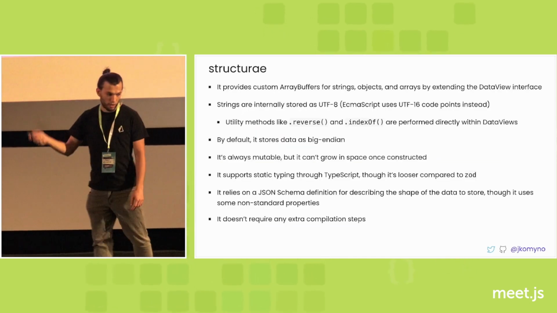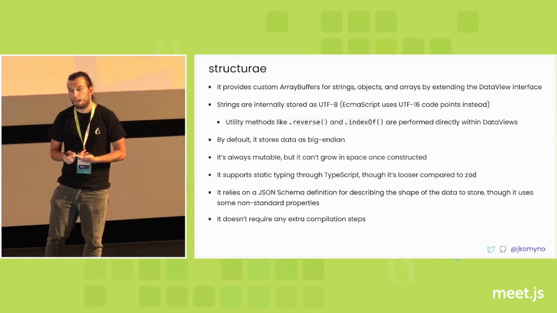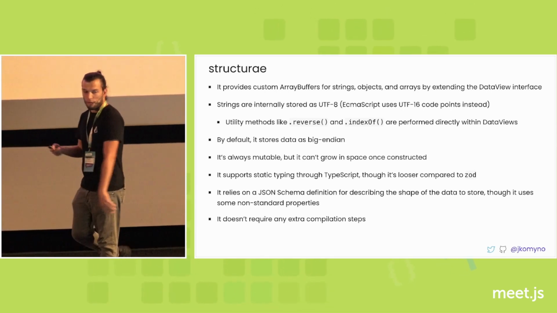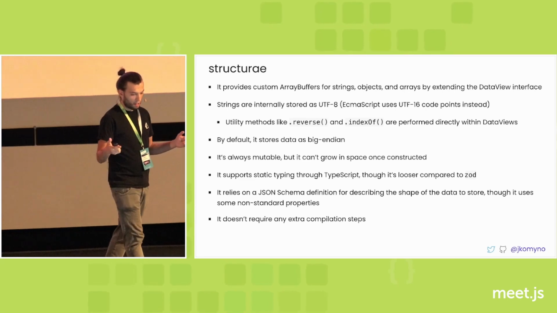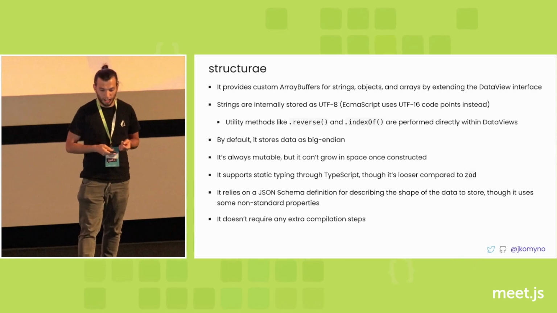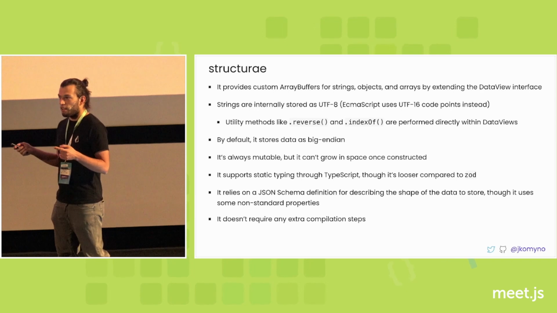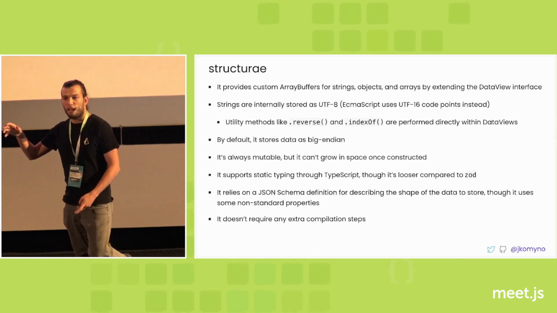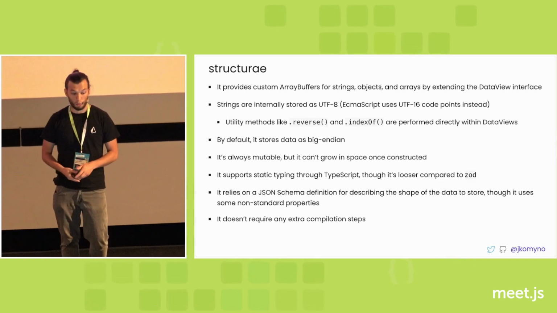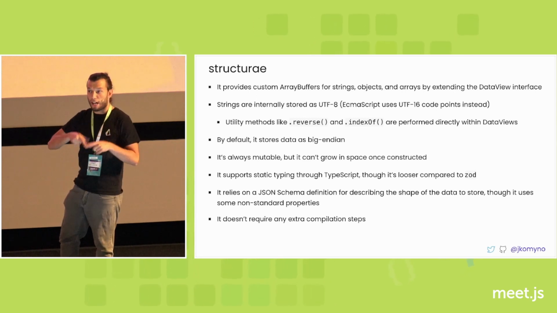They have a bunch of features that are quite relevant. First of all, they are type safe. They rely on JSON schema for describing the data, and then they allow you to have type inference out of the data you have described. They don't require any compilation, which is a great thing. They also allow you to store strings as UTF-8, whereas JavaScript usually uses something like UTF-16. And they have a standard library for your binary encoded data.